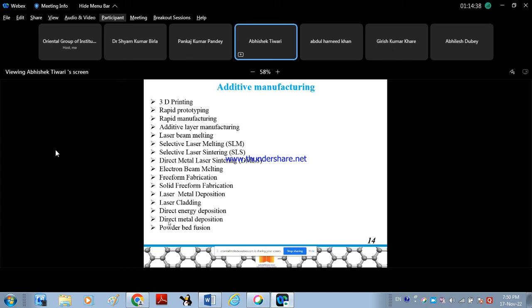And also wire arc additive manufacturing, where we are adding the material using wires instead of powder. And then powder bed fusion. Powder bed fusion is the same as SLM.